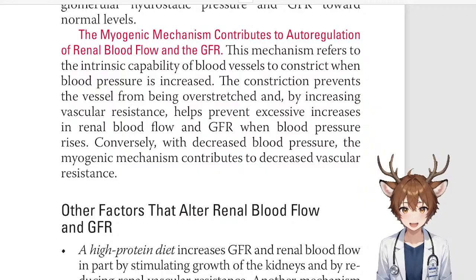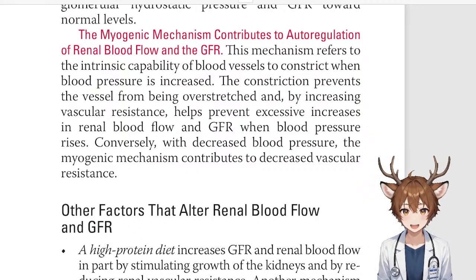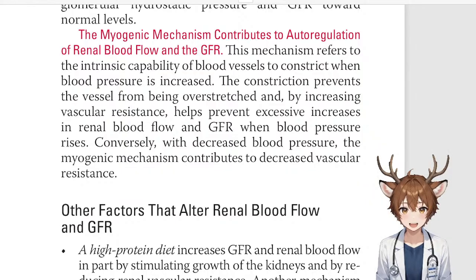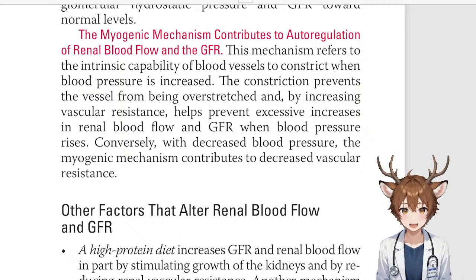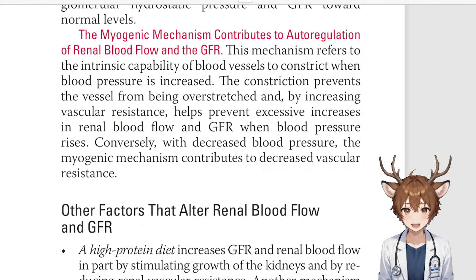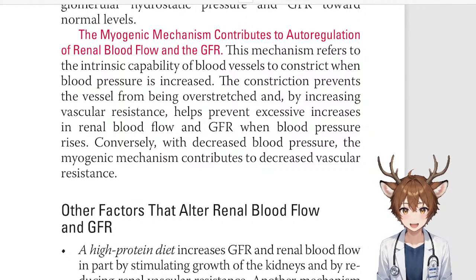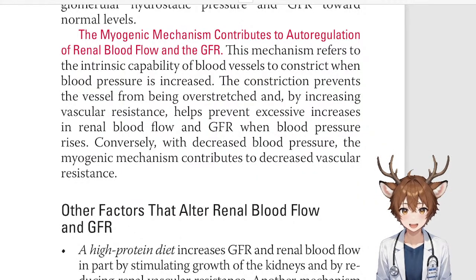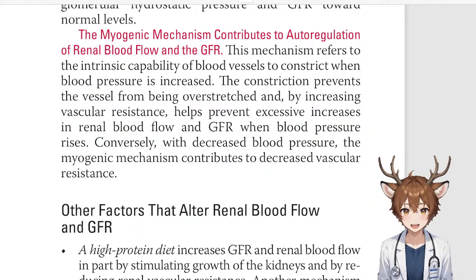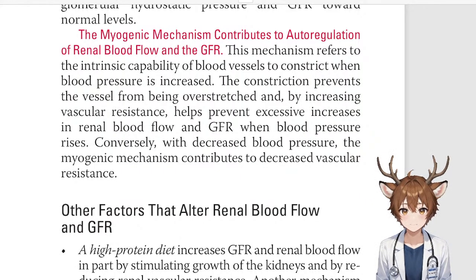The myogenic mechanism contributes to autoregulation of renal blood flow and the GFR. This mechanism refers to the intrinsic capability of blood vessels to constrict when blood pressure is increased. The constriction prevents the vessels from being overstretched and, by increasing vascular resistance, helps prevent excessive increase in renal blood flow and GFR when blood pressure rises. Conversely, with decreased blood pressure, the myogenic mechanism contributes to decreased vascular resistance.